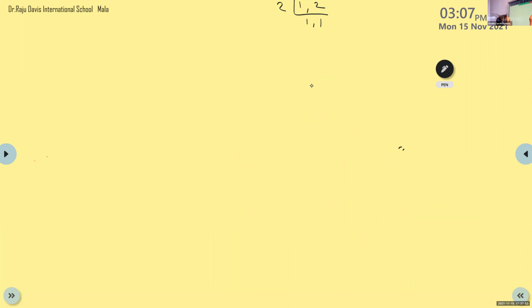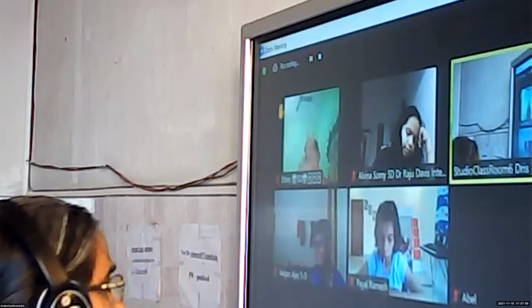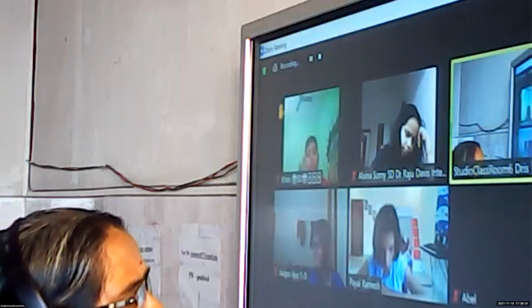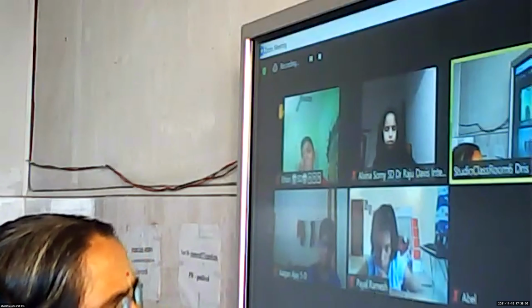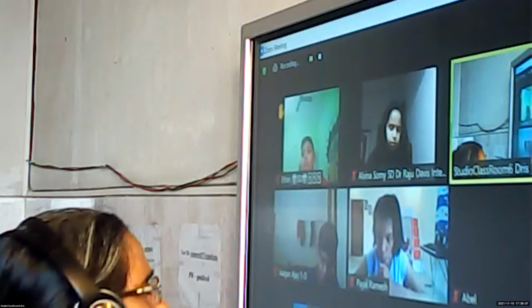One by four, 2/4, 9/4, they are all having the same denominator. What is their common denominator, Nia? 4. Don't see the numerator. If the denominators are the same, you can say that they are like fractions.